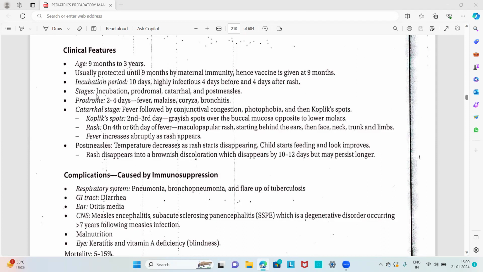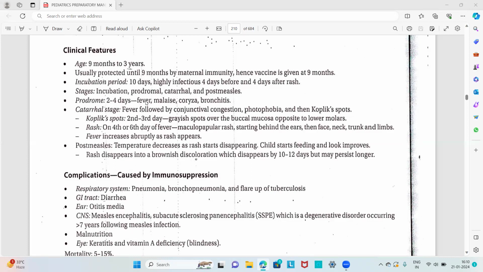The stages of measles infection: the first stage is the incubation, that is the initial 10 days, then the prodromal stage, catarrhal stage, and post-measles stage. These are the four stages in the case of measles infection. The prodromal stage lasts for about 2 to 4 days.